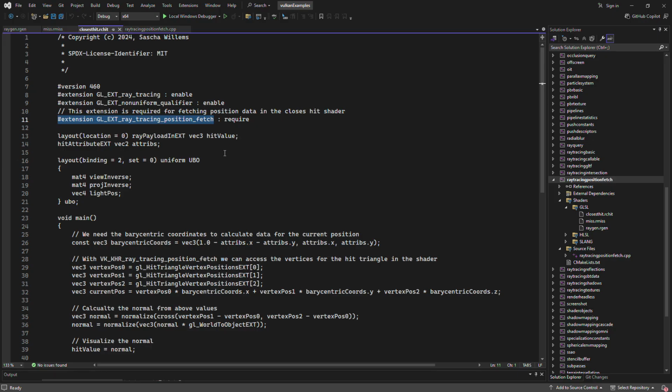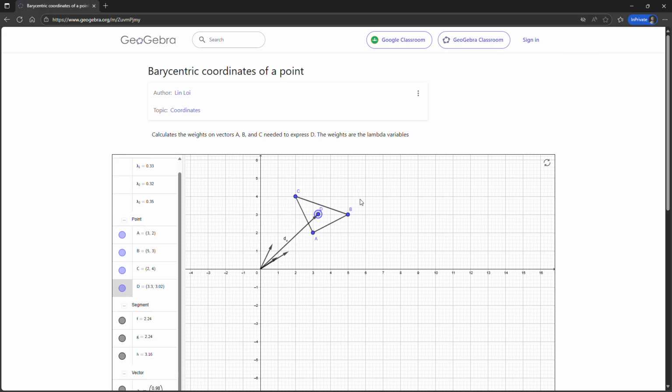So we already have the barycentric coordinate stuff, but we need the coordinates of the triangle that we hit, okay? And that's what this extension, ray tracing position fetch, is trying to give us.